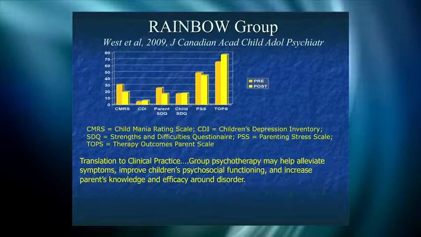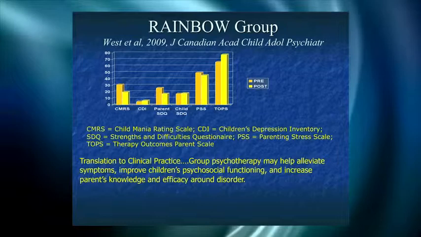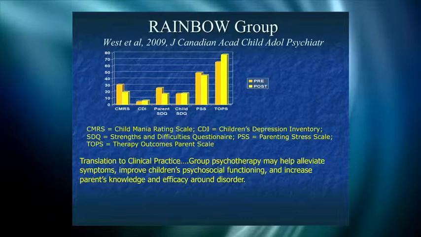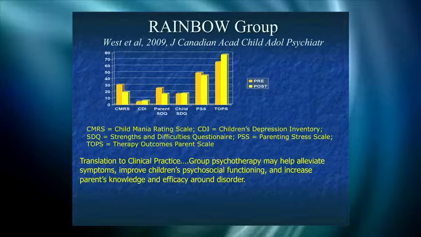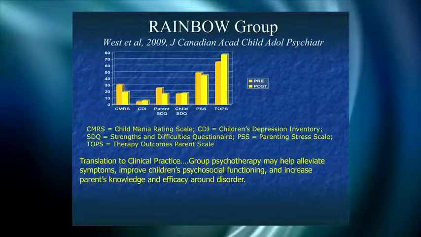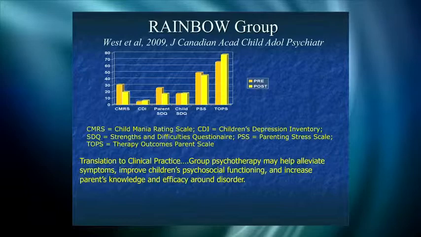They then took their individual family model and moved it into group treatment and had an open label trial where again they had pre-post ratings, and again you see that the mania rating scale, self-report depression, the parent strength and difficulty questionnaire, parenting stress scale, and therapy outcomes parent scale all improved. Almost all improved from pre to post. So their translation to clinical practice: group psychotherapy may help alleviate symptoms, improve children's psychosocial functioning, and increase parents' knowledge and efficacy around the disorder.